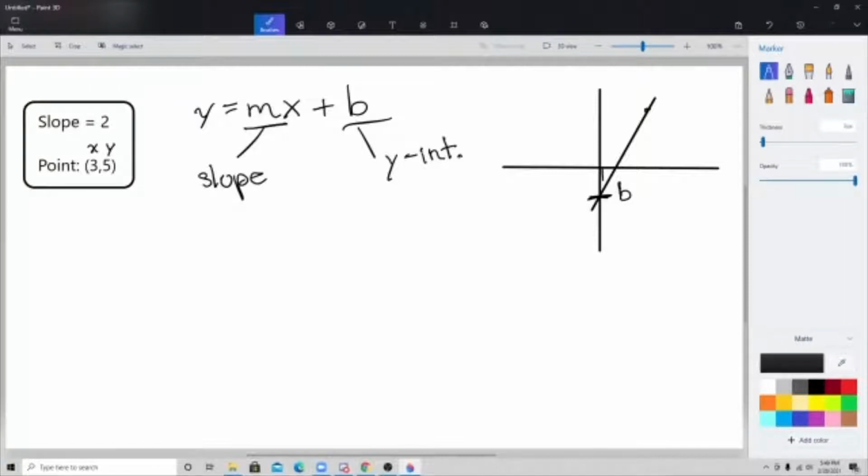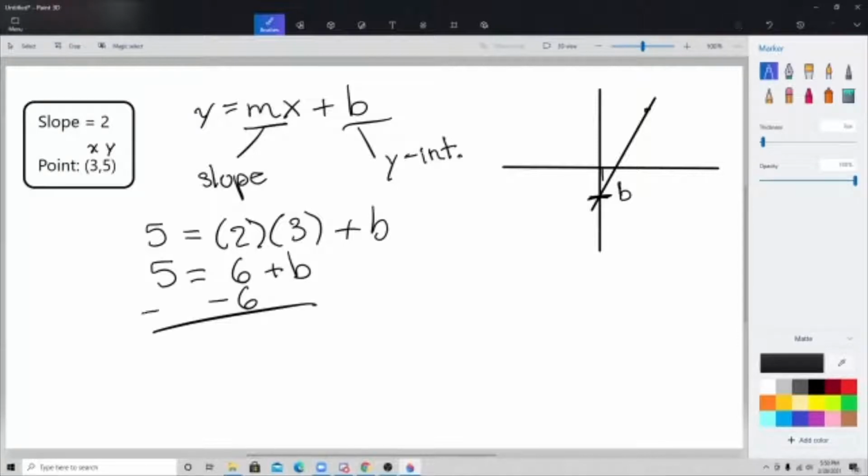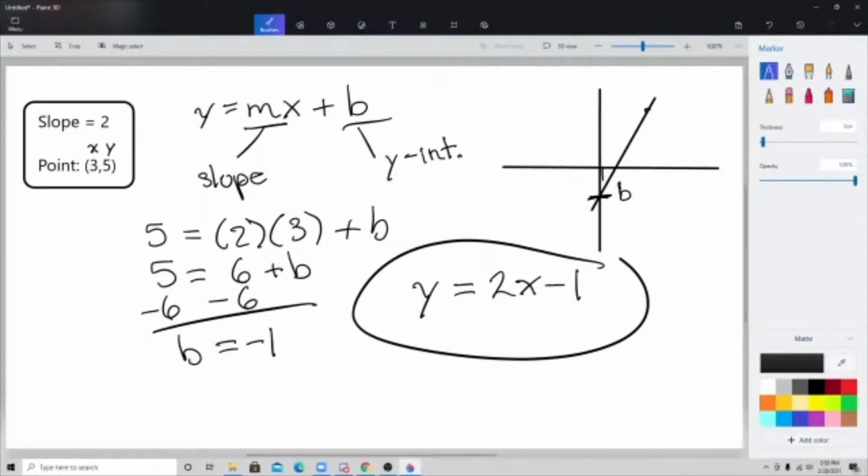So when we put that together, the 5 goes in the y, so that gives you 5 equals, and then the m is going to be 2, and then the x is going to be 3, plus b. So then we just use order of operations, where 2 times 3 is 6, plus b, and then we need to subtract 6 on both sides, and that gives you b equals -1. Then we rewrite the equation, we already put back the 2 for the m, so we go 2x minus 1. And then there you go, that's your equation.